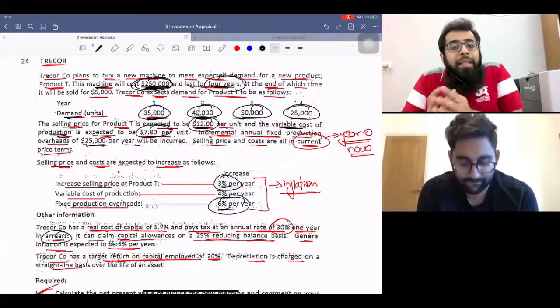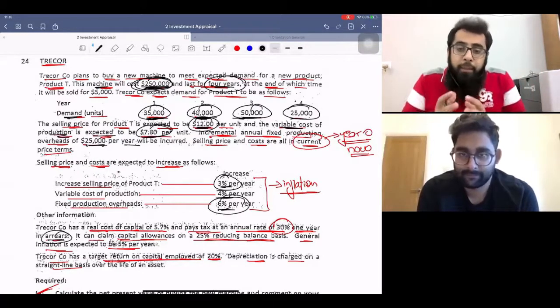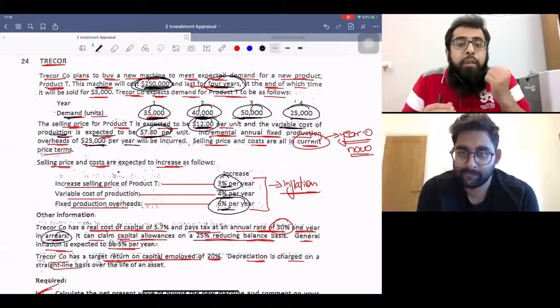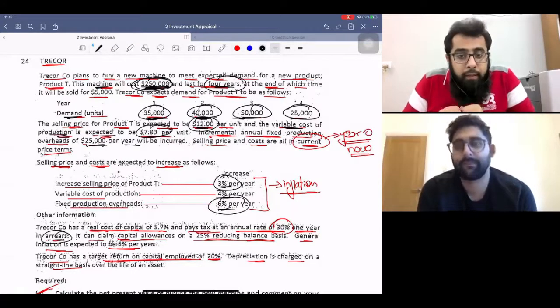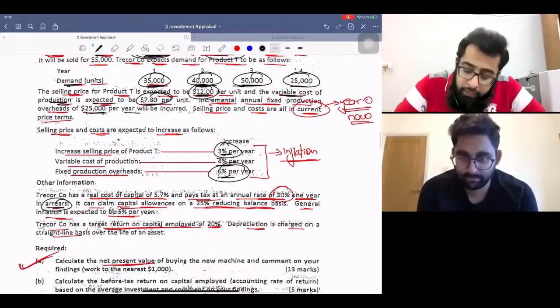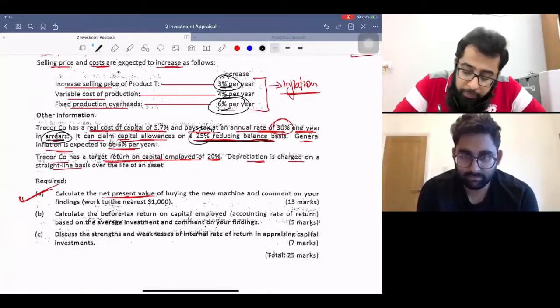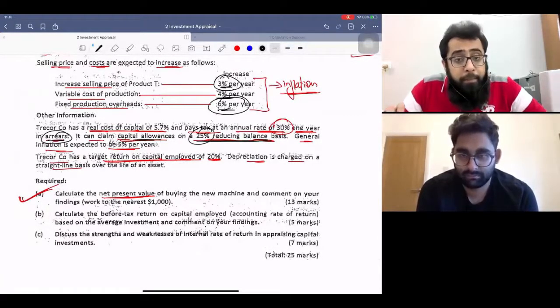But the tax department will not consider the entire investment together. They will consider it through the concept of capital allowances. Now, what is the capital allowance concept they have given? They have given 25% reducing balance basis.